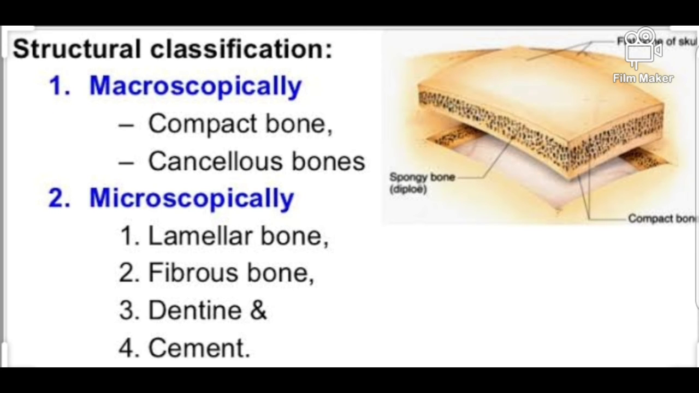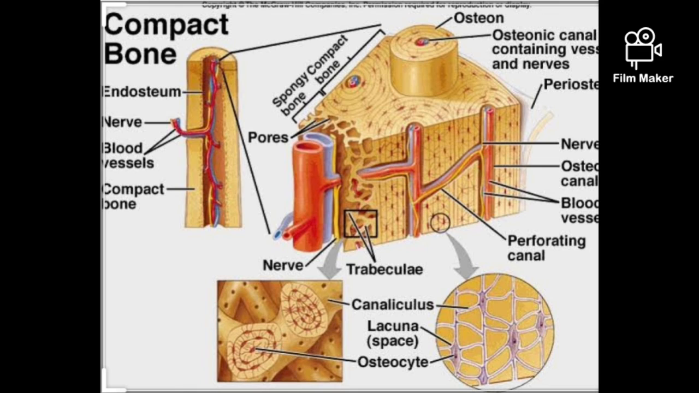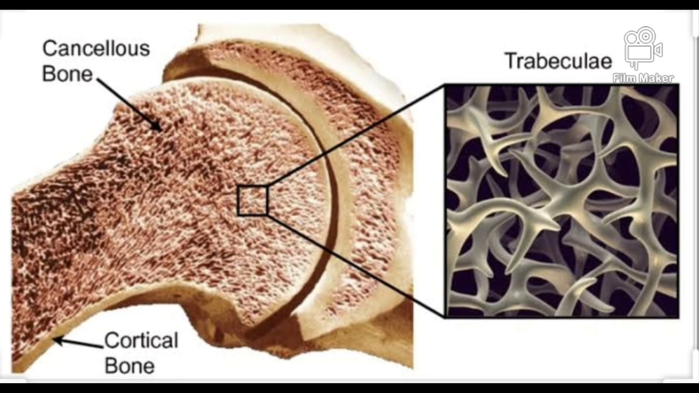Structural classification. According to it, the bone can be divided by macroscopic look or microscopic look. Macroscopically, we divide it into two types, that is the compact bone and the cancellous or spongy bone. Compact bone is dense in structure and has few spaces. It is best developed in the cortex of the long bones. It is adapted to bending and twisting forces.